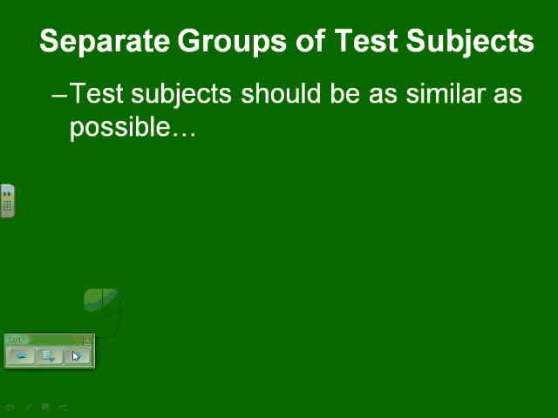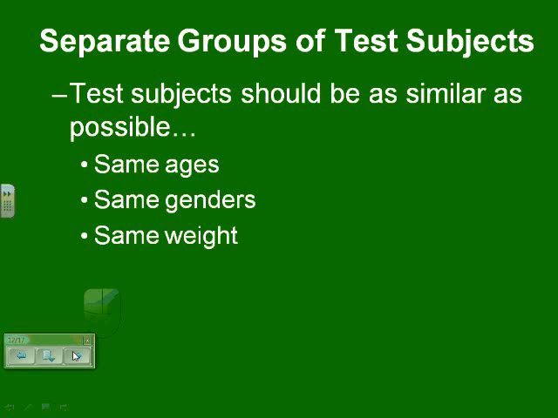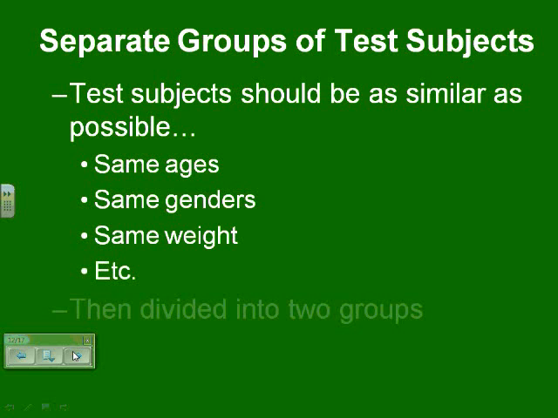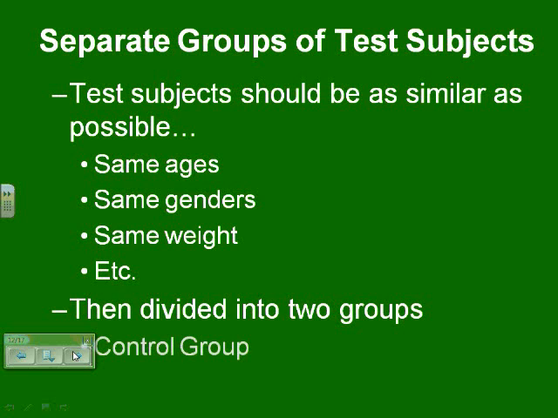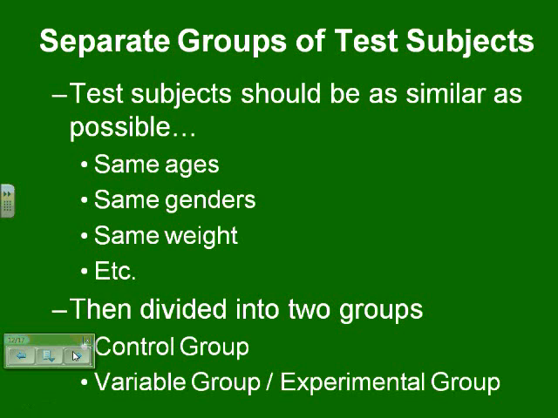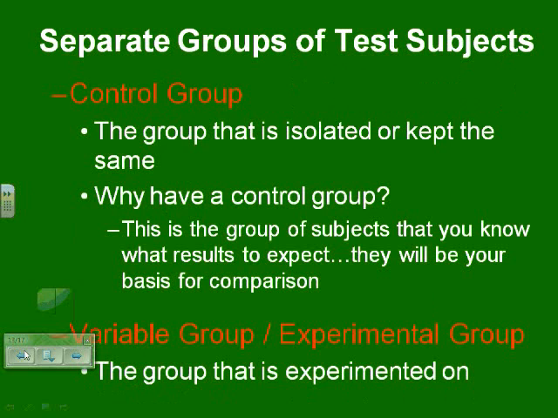So, when you separate your test subjects, right, you need to get 2 groups, and you need to split them. They need to be as similar as possible. Same ages, same genders, same weight, etc. And then you split them in half. A control group and a variable group, or an experimental group. So, for example, we have the control group versus the variable group in our case of Saffrodili, all right? The control group is going to be a group that's isolated, it's kept the same, you're not changing anything about that particular group, all right? And it's going to be a basis for comparison. Versus the variable group or experimental group, that's the one you're going to actually be experimenting on.